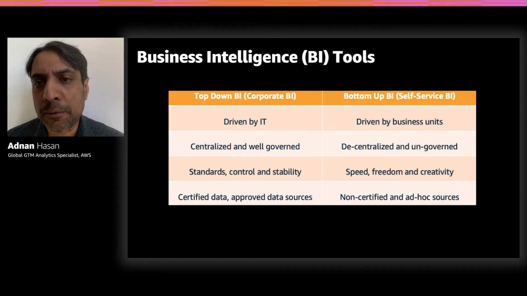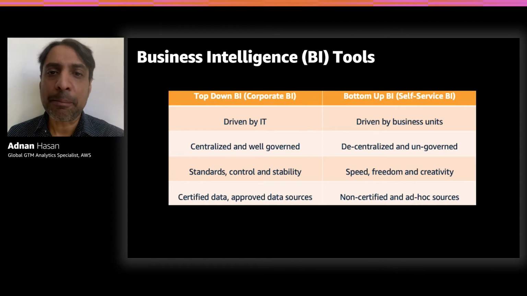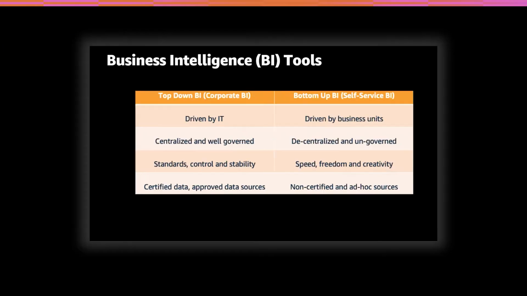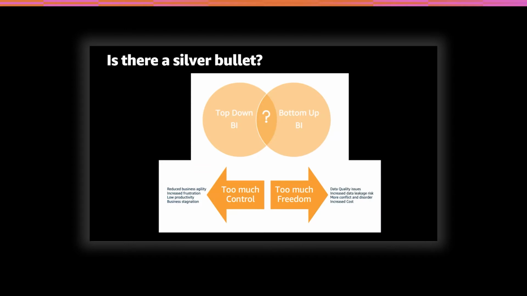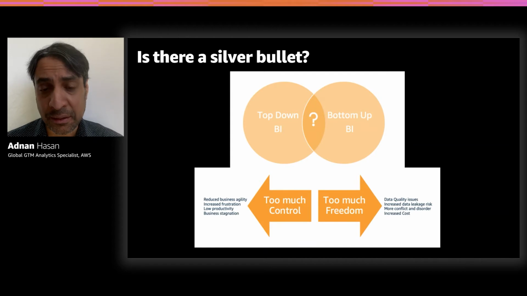So to solve this problem, bottom-up BI became very popular, and vendors started to build tools for bottom-up BI. But with the bottom-up BI approach, even though it provided all the flexibility and freedom, there were some challenges with that as well. So is there a silver bullet to solve this? Is there a way we can address both the unique features of the top-down BI approach and the bottom-up BI approach so business can get the needed freedom and IT can enforce the controls that organizations require?